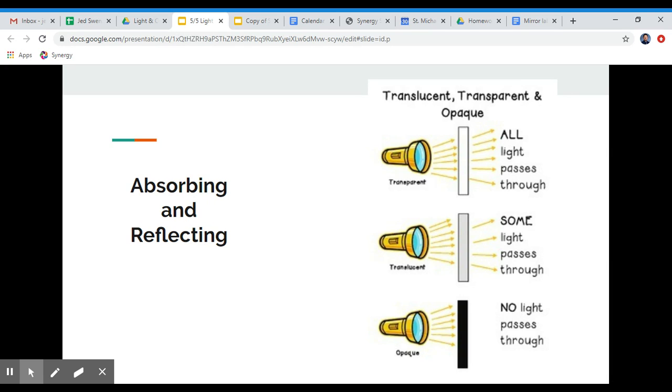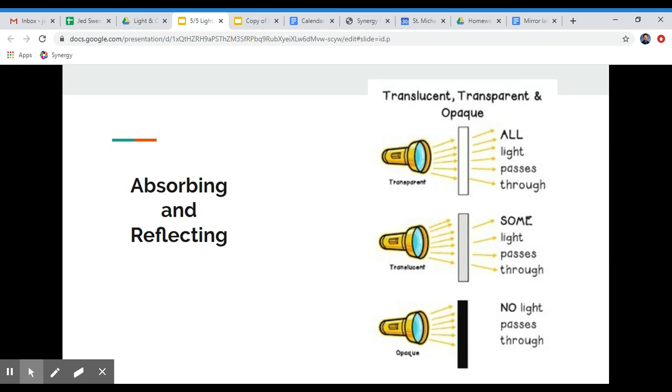Translucent is a little less common. Translucent is something that lets light through, but not all of it. Usually it lets light through but doesn't form a perfect picture. So some of the light passes through, but some of it is reflected or absorbed. A great example would be shower glass doors that aren't completely see-through, but kind of that foggy glass. That would be considered translucent. It lets light through, but no image can be seen through it.